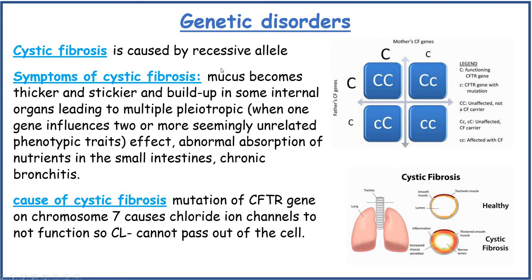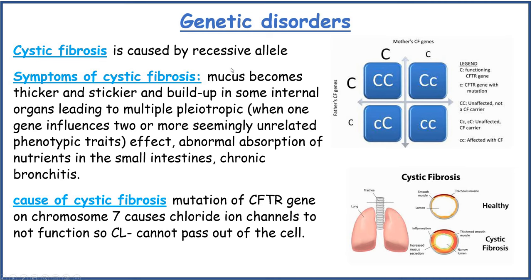So cystic fibrosis is caused by the recessive allele, so we usually show it as a little c. And usually people can inherit it if a mother had a baby with a father that they are both carriers. So they're not actually showing the symptoms, but they are carriers of the disorder. And then they have a 1 in 4 chance of having a child with cystic fibrosis.